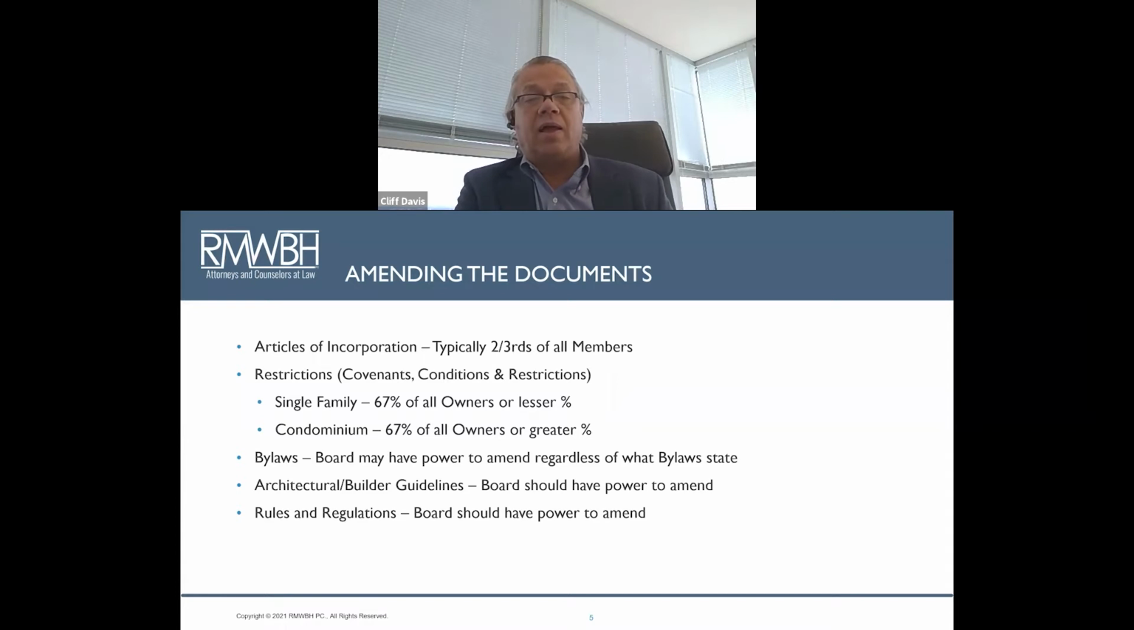Architectural and builder guidelines, and rules and regulations, those typically have the amendment authority come under the purview of the board. So the board can amend those things without an owner vote in most cases. And again, always look first to what your declaration says. It may address how certain rules and regulations can be adopted and amended, but generally the board has that power.